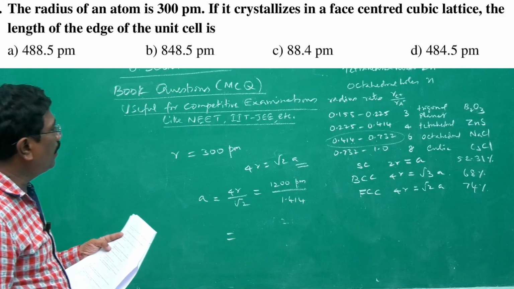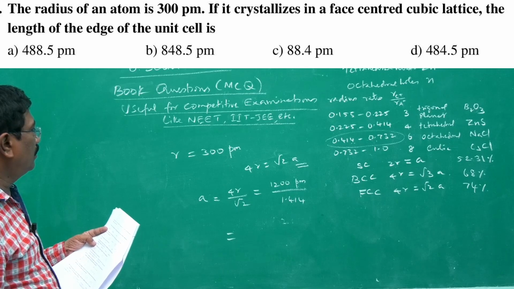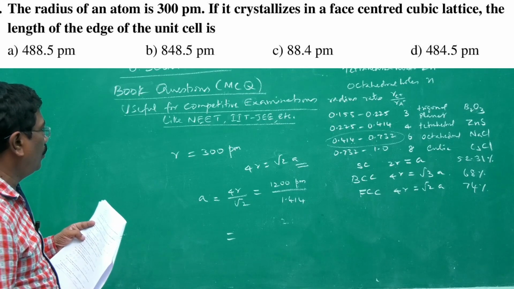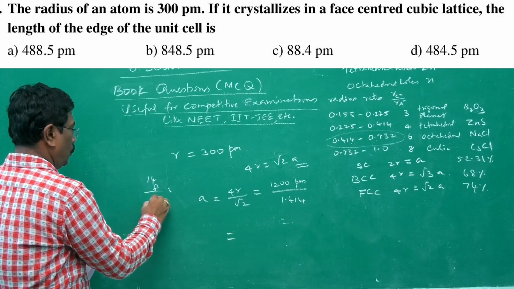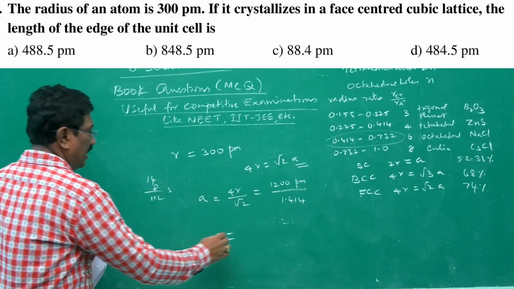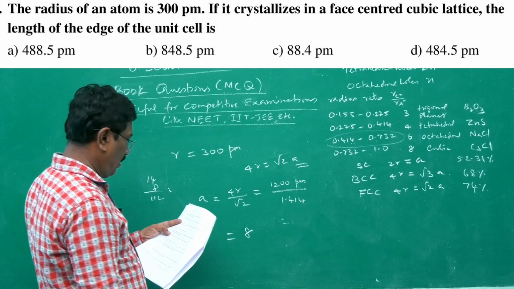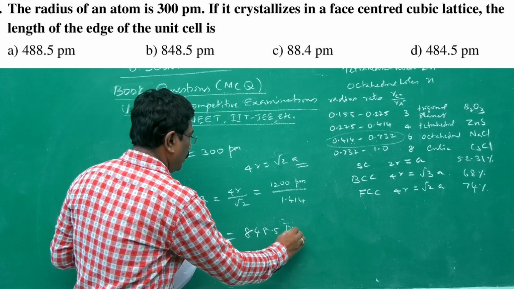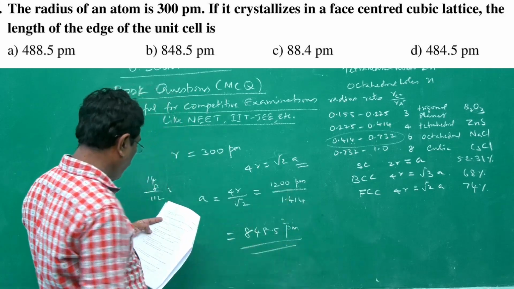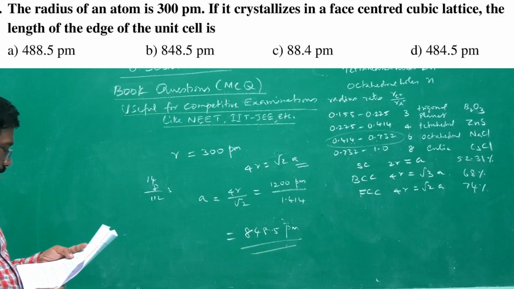The answer may be 14, 8 times of 14 may be 112. So 848.5 is the correct option. When this is divided, you will be getting 848.5 picometer.